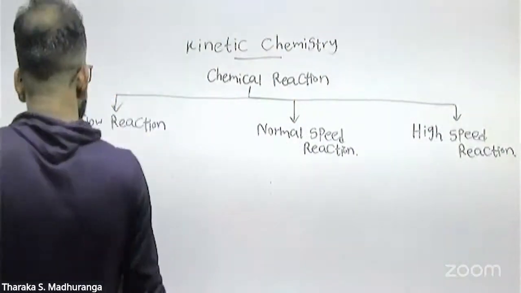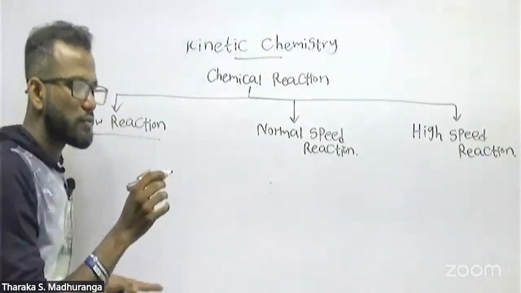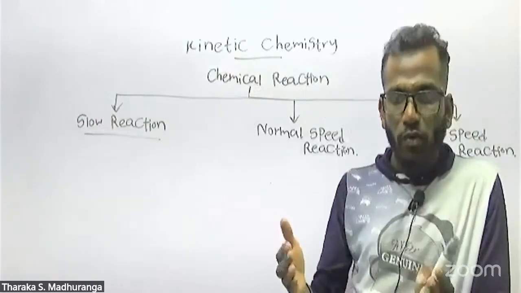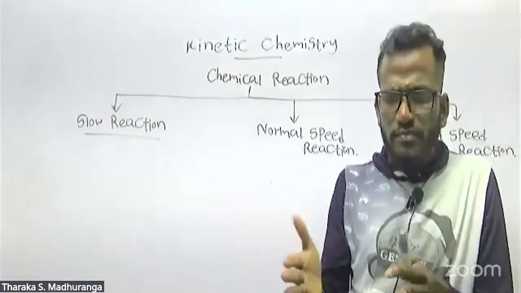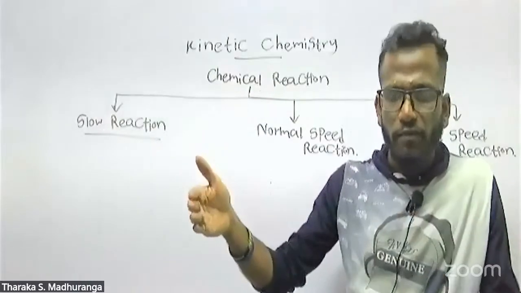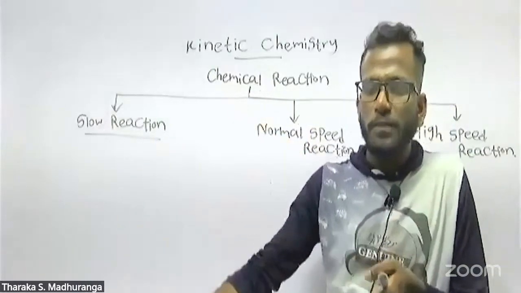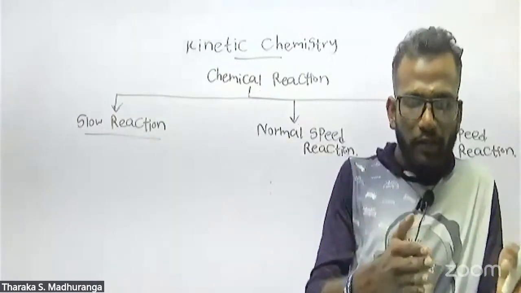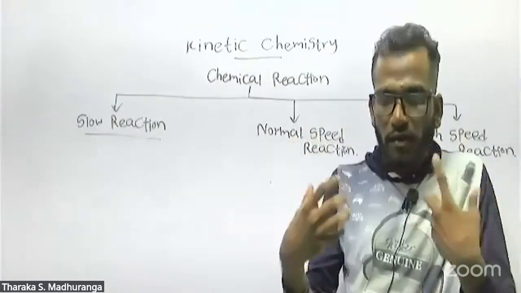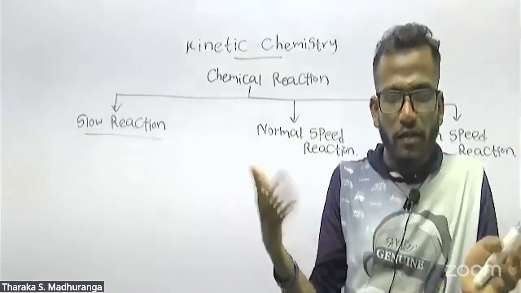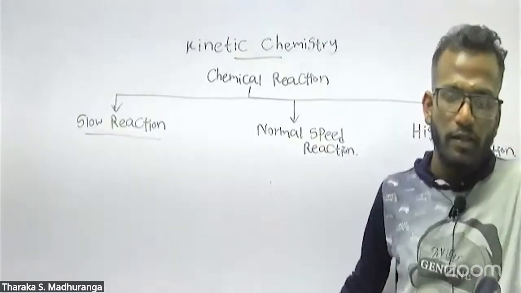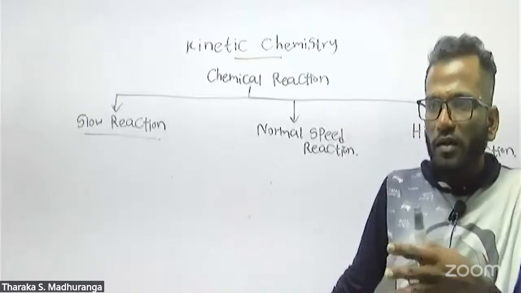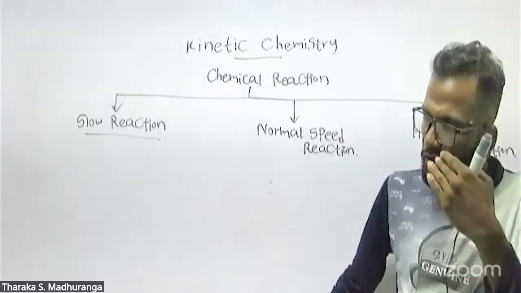What is the meaning of slow reaction? Slow reaction means it takes several days or many days, a long time, for reactants to convert into products. It can be several years, even millions of years. Or if it takes a few months, they are very slow reactions.